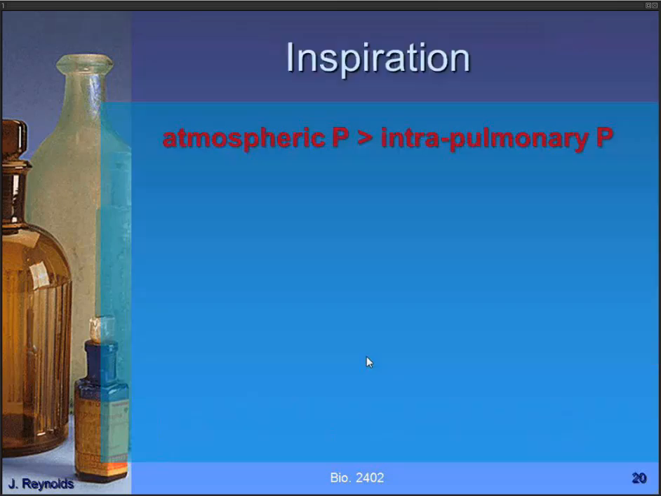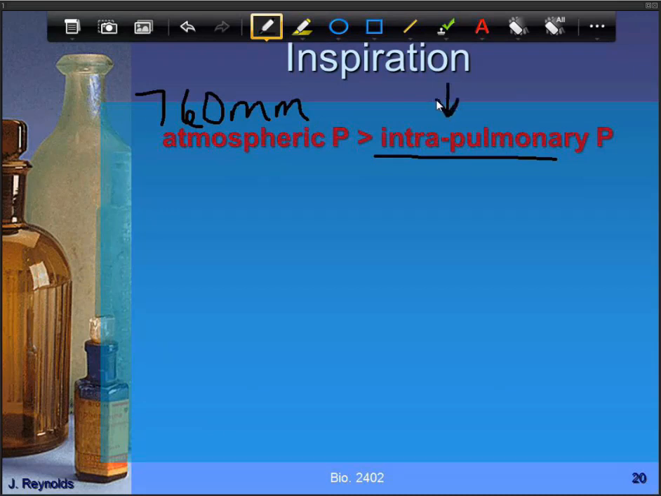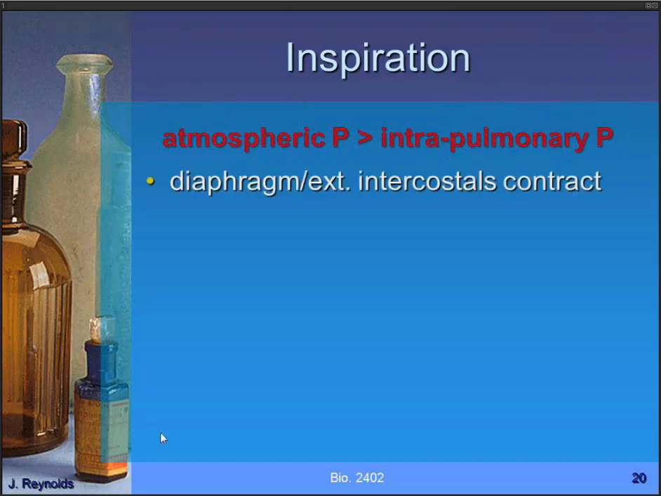Okay, so let's go through the steps. Inspiration. We've got to make intrapulmonary pressure a smaller number than atmospheric. In fact, atmospheric, again, if we're at 1 atmosphere, sea level, is about 760. All we're going to do is drop pressure in the lungs by only maybe 1 to 4 millimeters. It's not a heck of a large drop, but that's all you have to do to get the air to come in. That's it. So the first thing we have to do, those two muscle sets have to contract.